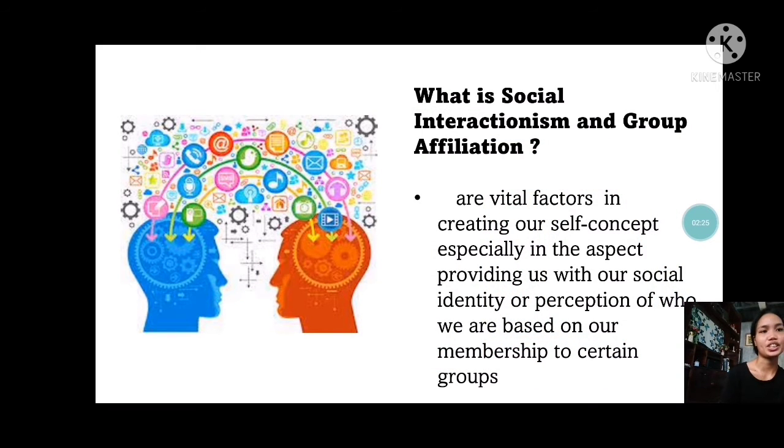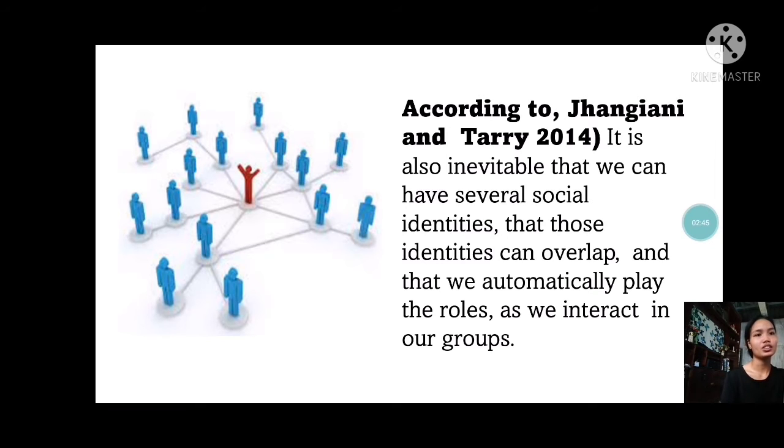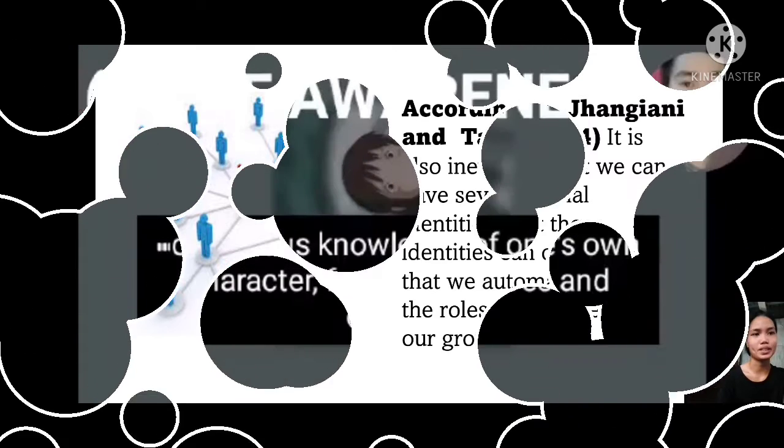Social interaction and group affiliation. What are social interaction and group affiliation? They are vital factors in creating our self-concept, especially in providing us with our social identity, or perception of who we are based on our membership in certain groups. According to Gandini and Tari 2014, it is also inevitable that we have several social identities, that those identities can overlap, and we automatically play the roles as we interact in our groups.